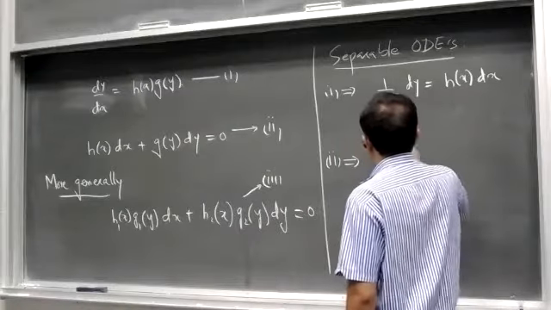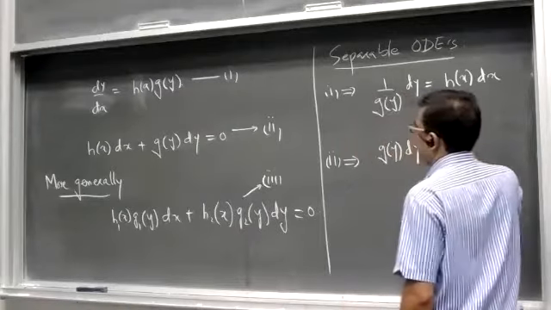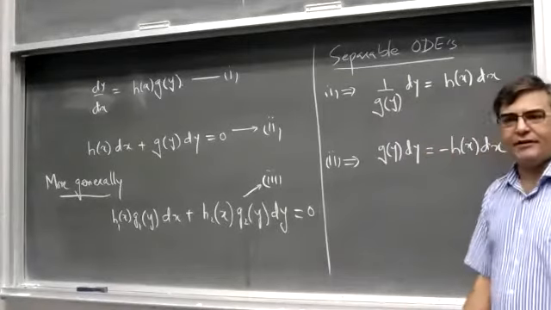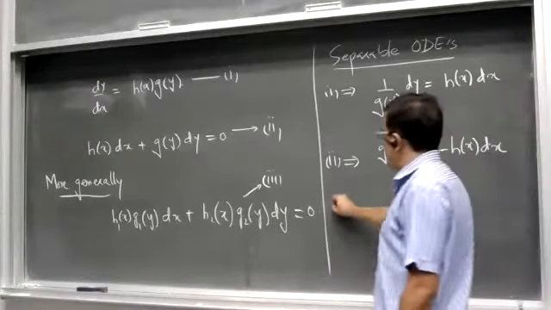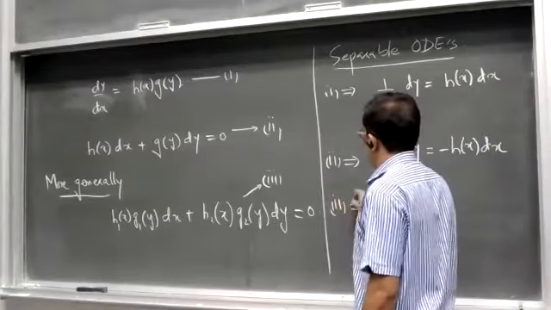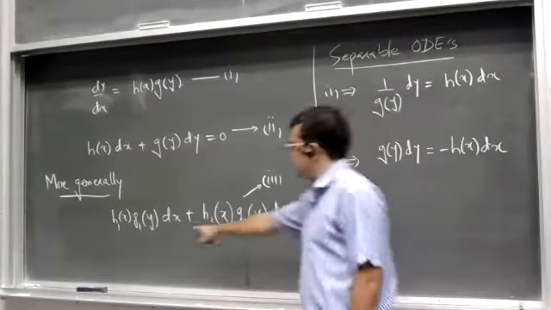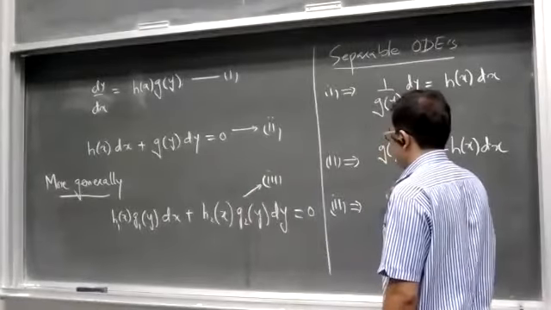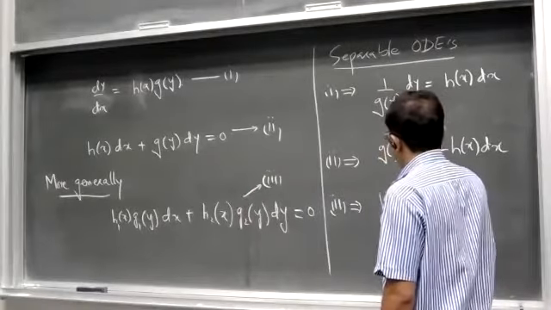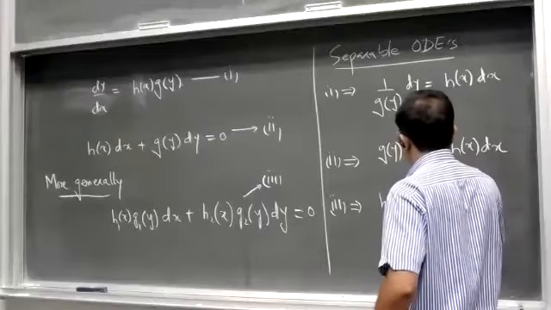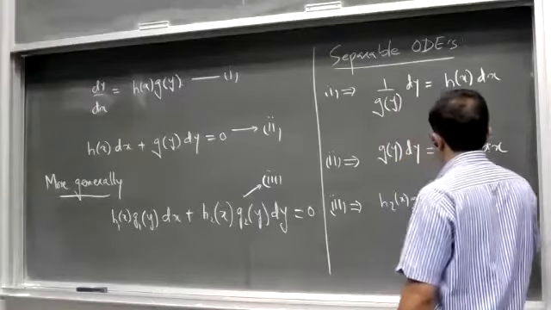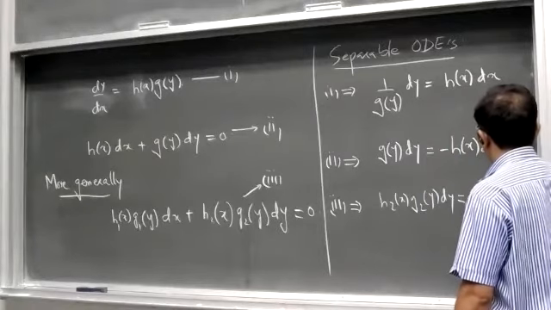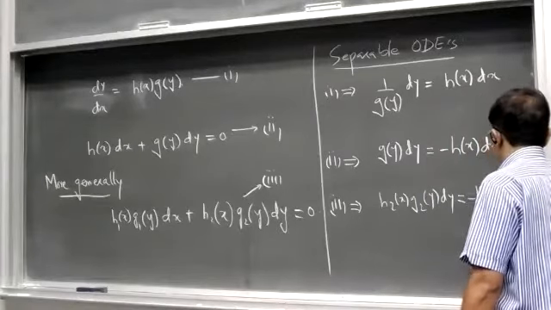Similarly, in case 3, the second could be written as this minus h of x dx. Variables have been separated in the second case. In the third case, you can take this thing on the other side and you can write it as h2 of x g2 of y dy is equal to negative h1 of x g1 of y times dx.